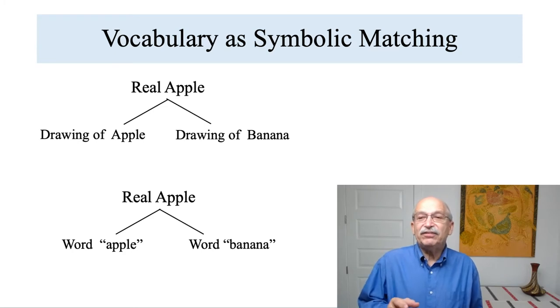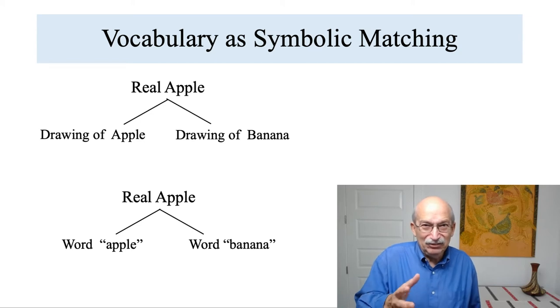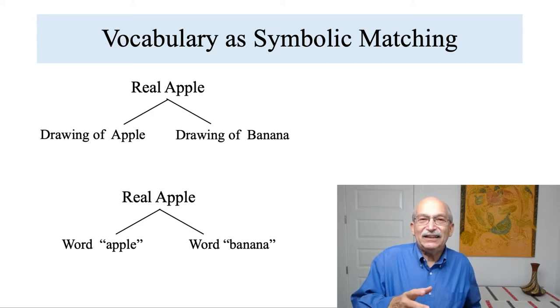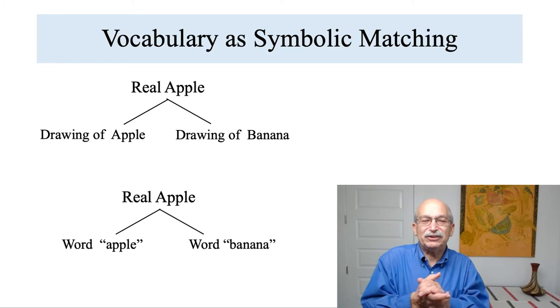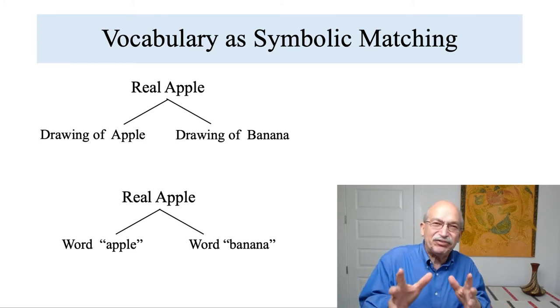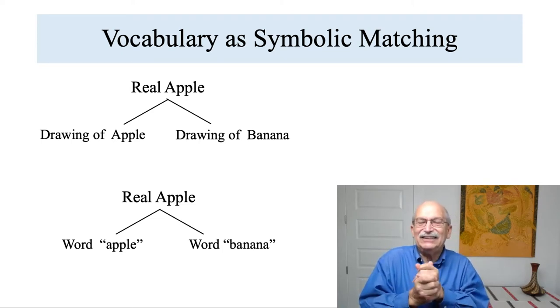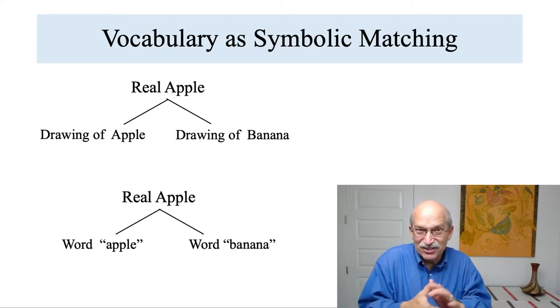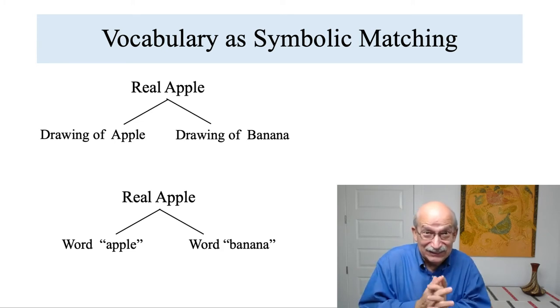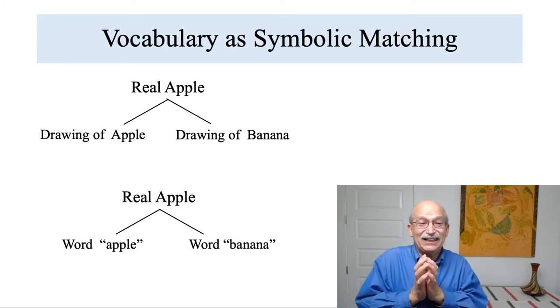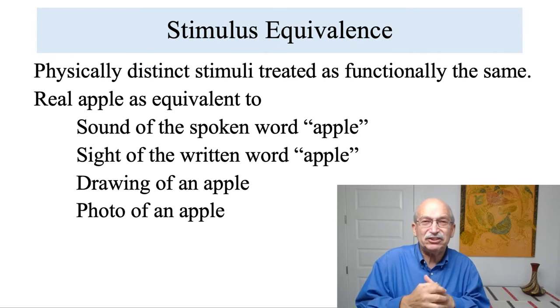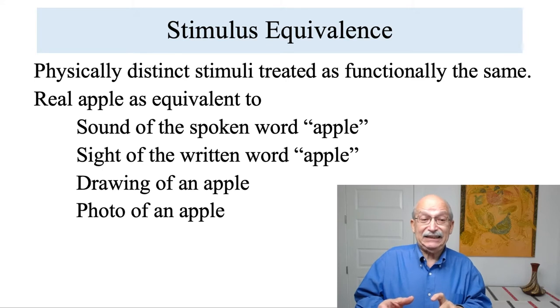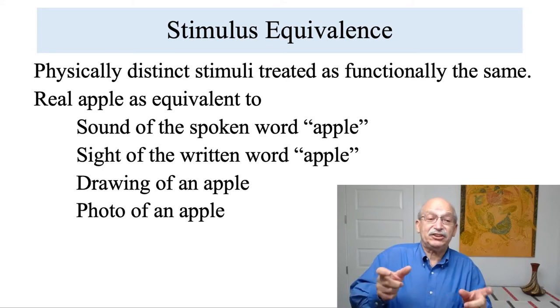So the learning of vocabulary is full of these kinds of symbolic relationships. And what we learn as we're trying to master vocabulary is that all these variations on different versions of the apple are all equivalent. And that's illustrated in the next slide. And this introduces the concept of stimulus equivalence. Physically distinct stimuli are treated as functionally the same.